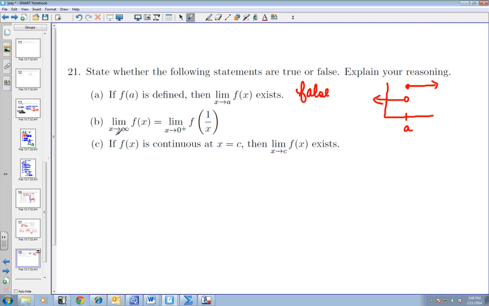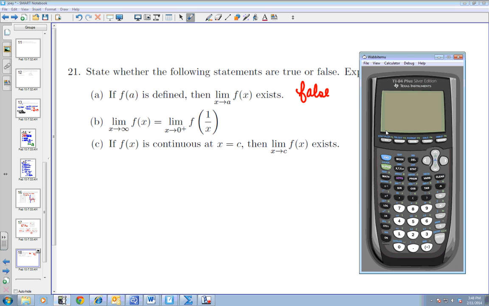Okay, on B, the limit as x approaches infinity of f of x equals the limit as x approaches 0 from the right of 1 over x. So I'm not sure. I'm going to graph this. So y equals, I'm going to graph 1 over x. So let's look at this first. The limit as x approaches 0 from the right is positive infinity.